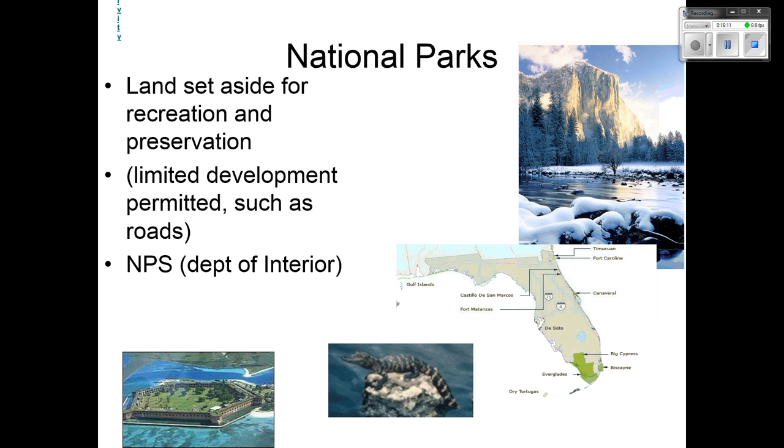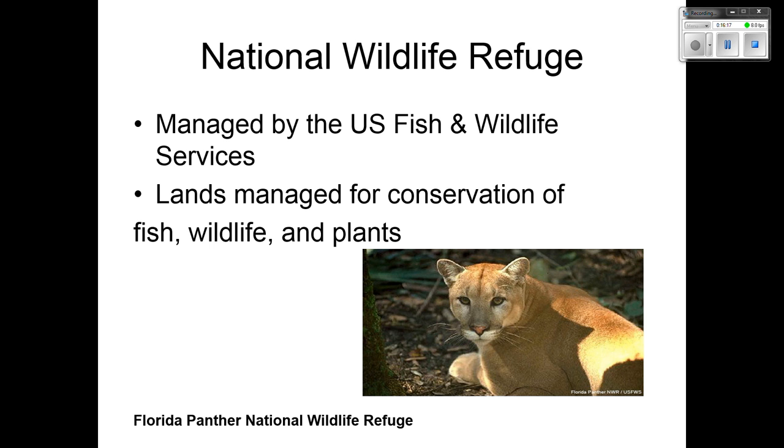National wildlife refuge areas are managed by the Fish and Wildlife Service. This is land managed for conservation of fish, wildlife, and plants. So it's a little bit different than a national park in that many of these wildlife refuge areas were set aside for a specific animal. So we have the Panther Wildlife Refuge. Pelican Island was the first wildlife refuge in 1903. It's off the coast of Jacksonville. So many times you hear National Wildlife Refuge for a specific animal or for a plant. And you can also go there, and it can be used for recreation as well, like Loxahatchee Wildlife Refuge.